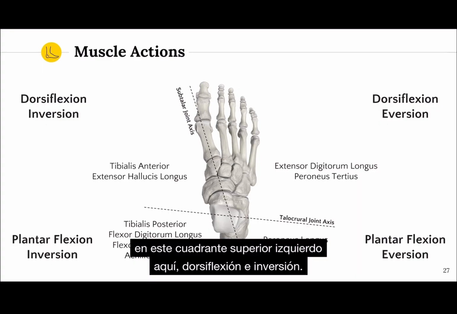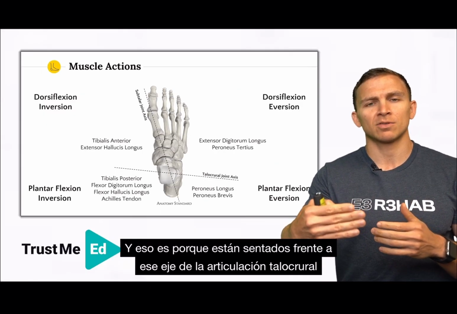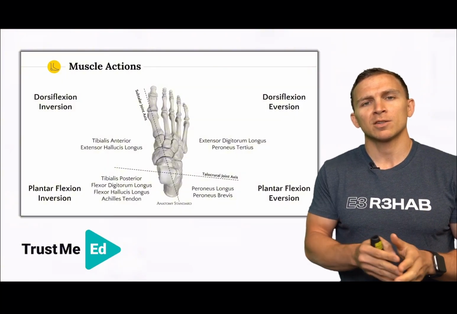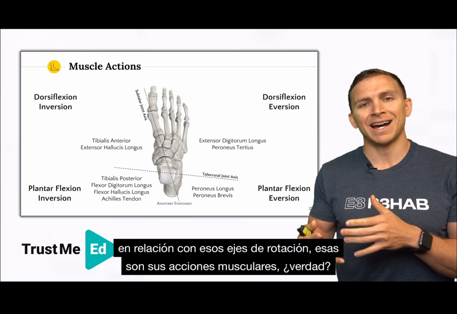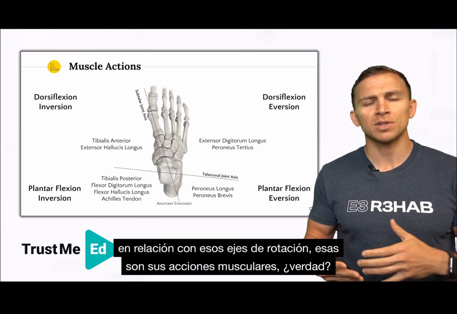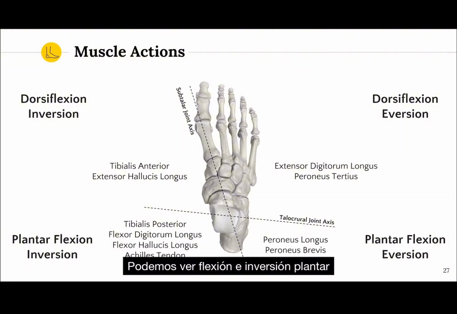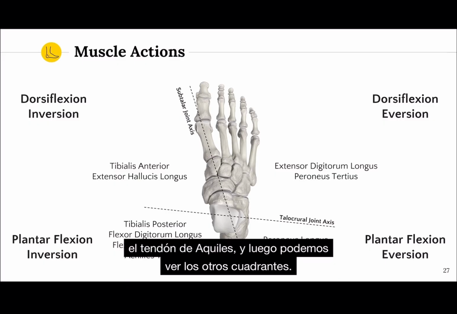and inversion. And that's because they're sitting in front of that talocrural joint axis of rotation and medial to that subtalar joint axis of rotation. So based on their line of pull relative to those axes of rotation, those are their muscle actions, right? We can see plantar flexion and inversion there, tibialis posterior, flexor digitorum longus, flexor hallucis longus, the Achilles tendon, and then we can see the other quadrants.